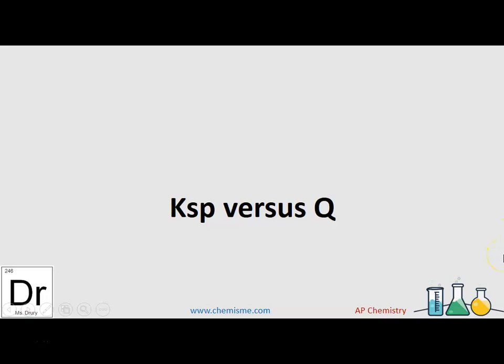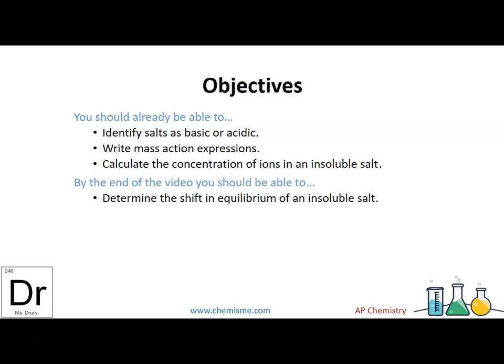This video is about if we're at saturation or not, Ksp versus Q. We've actually already talked about Q earlier in the year when we did equilibrium, but we're going to come back to it. So at this point, you should be able to identify salts as acidic or basic, soluble or insoluble, write mass-action expressions, which means K equations, and calculate the concentration of ions in soluble and insoluble salts. By the end of the video, you should also be able to tell me which way it might shift.